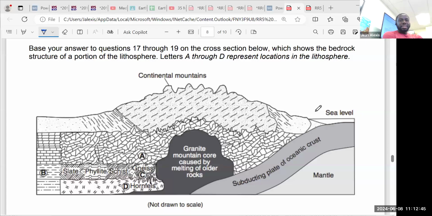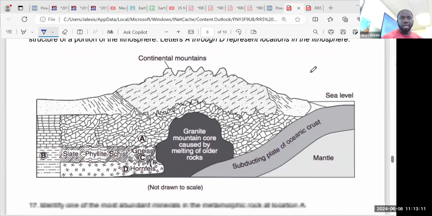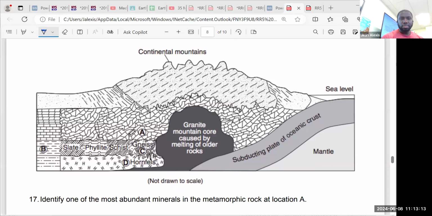All right, number 17. Base your answers to questions 17 to 19 on the cross section below, which shows the bedrock structure of a portion of the lithosphere. Letters A through D represent locations in the lithosphere. All right, so I see, right? You see all these different things.